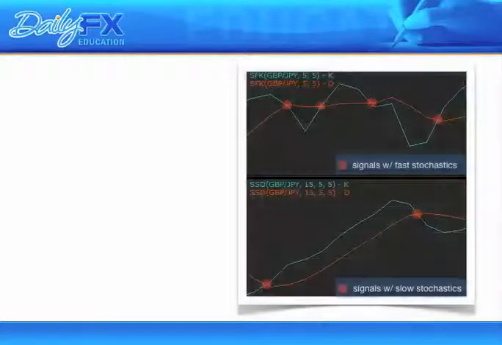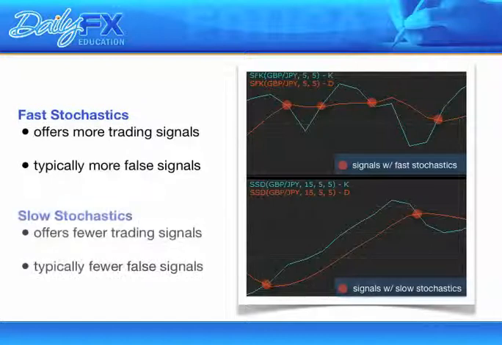We finished up the first video with a discussion of two most common types of stochastics: fast stochastics and slow stochastics. Slow stochastics is simply a moving average of fast stochastics, and it smooths out the line to more easily identify the signals. It's this reason why we recommend you use slow stochastics.